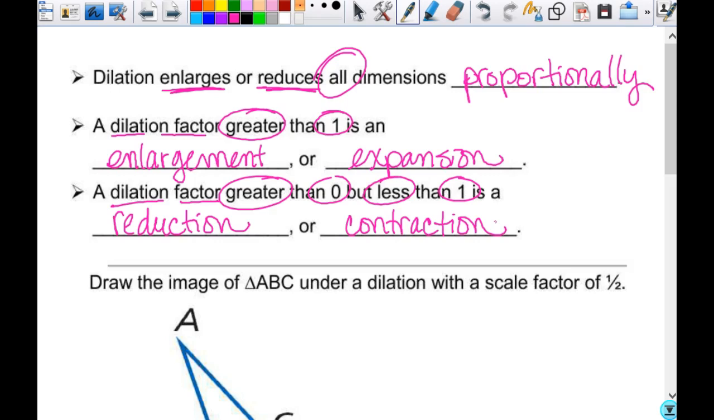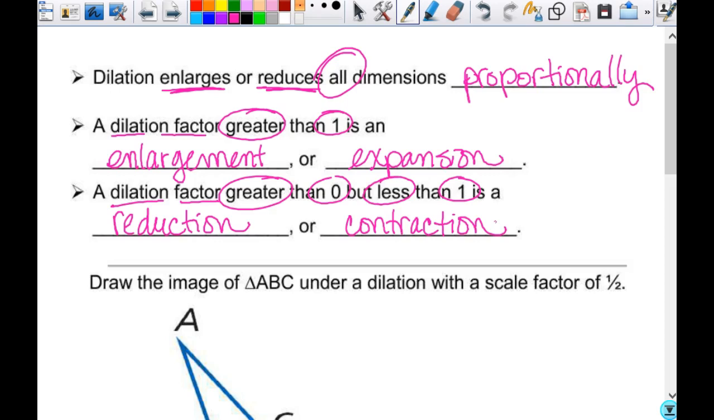So if your scale factor is 1, basically you don't have a size change. Does that make sense to you? It's just the same figure. And so you have to have a size change. That's a little bit different than when you talk about congruence and similarity. Congruent figures are similar. They just have a boring, kind of similarity because their scale factor is 1, or their similarity ratio is 1. But for dilations, you can't have a scale factor of 1.